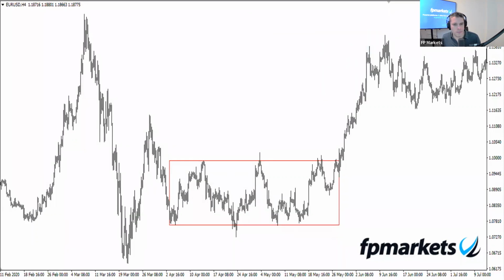And finally, here's an H4 chart of the euro dollar, and this shows a ranging market. Look, and this really highlights the points I was making regarding a whipsaw. These were nasty moves, and this would have caused a lot of damage to a lot of traders.